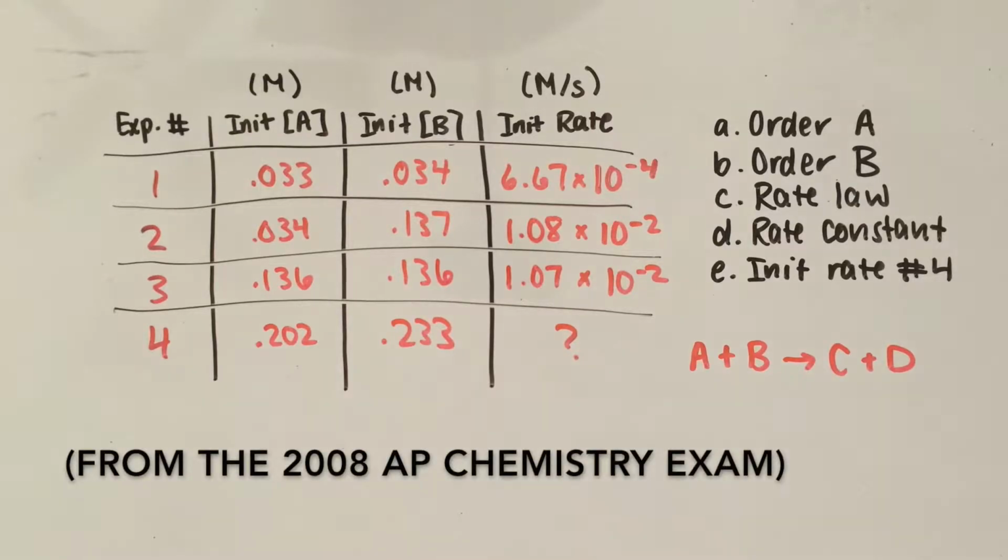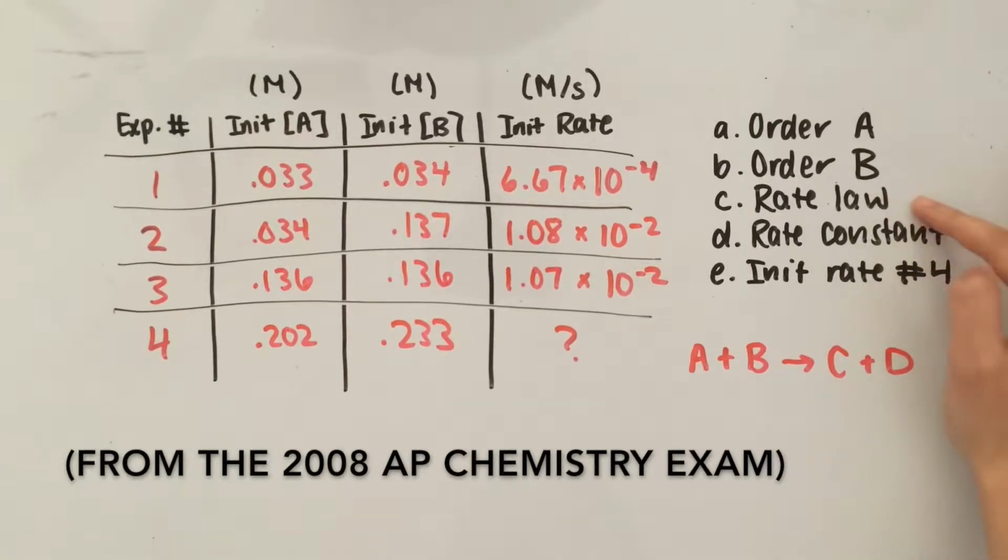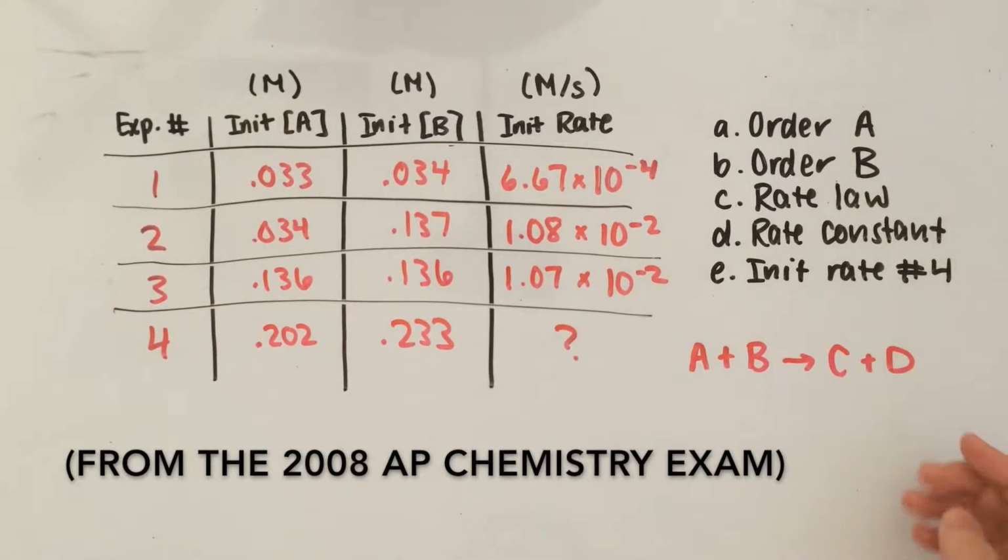This question actually has a couple parts to it. First of all, it's asking us to find the order with respect to reactant A, find the order with respect to reactant B, find the rate law, calculate the rate constant, and calculate the initial rate of experiment number 4, which is the question mark. So I just copied this chart from the question that I took it from.